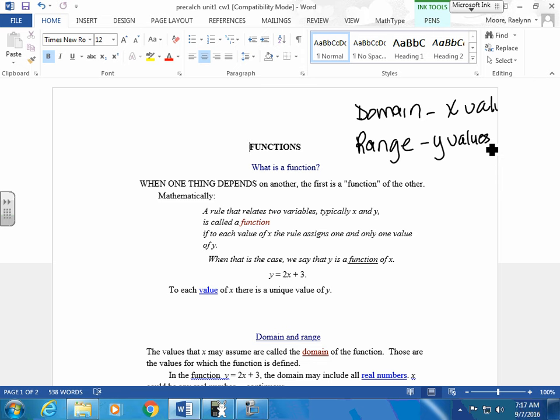We know the difference between a function and a relation. What's the difference between a function and a relation? What's a relation? Two things relate to each other. Yeah, is there any rhyme or reason to it? Nope. They could be related any way. What does a function mean?